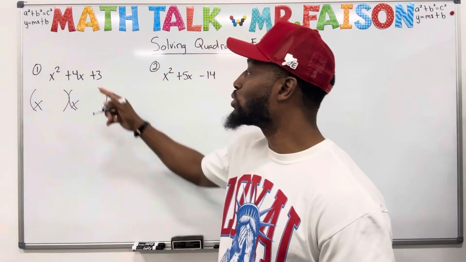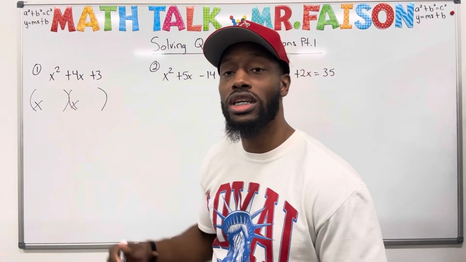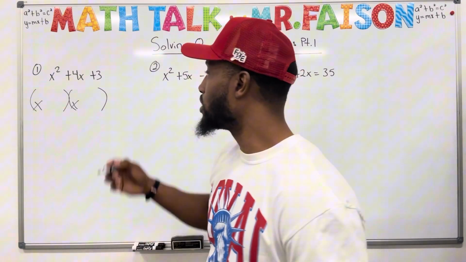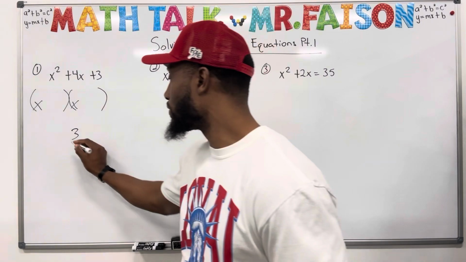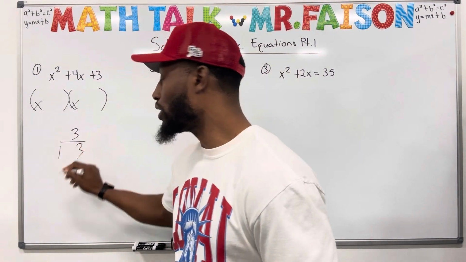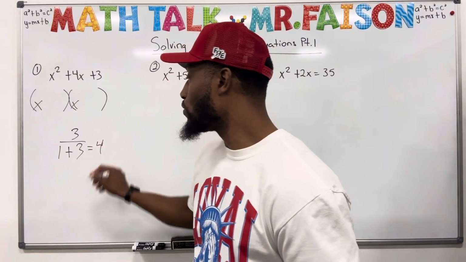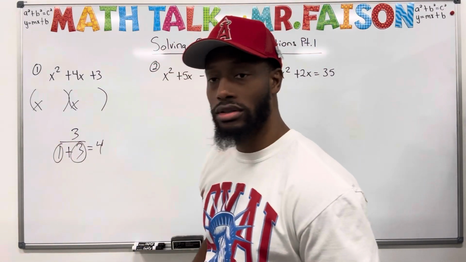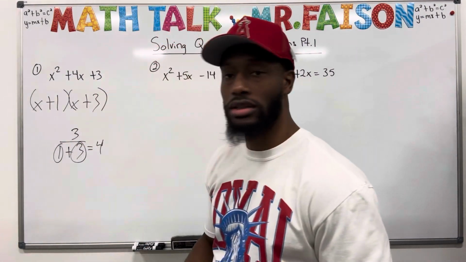Then the second thing we're going to do is we're going to ask ourselves a question. What numbers can I multiply to get 3, but if I add them together, I'll get 4? Let me show you. If I'm saying 3, what numbers can I multiply to get 3? It's only 1 and 3. If I add them together, I'm going to get 4. So my answer is 1 and 3. So I will put this in the other box, 1 and 3. And this will be my answer.